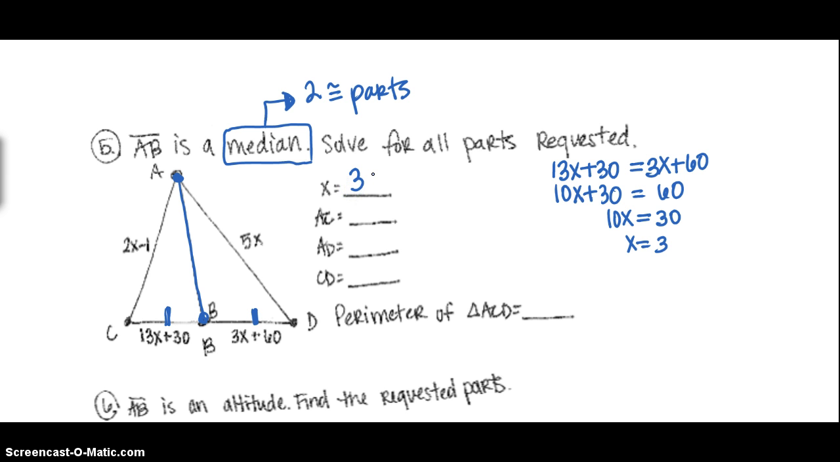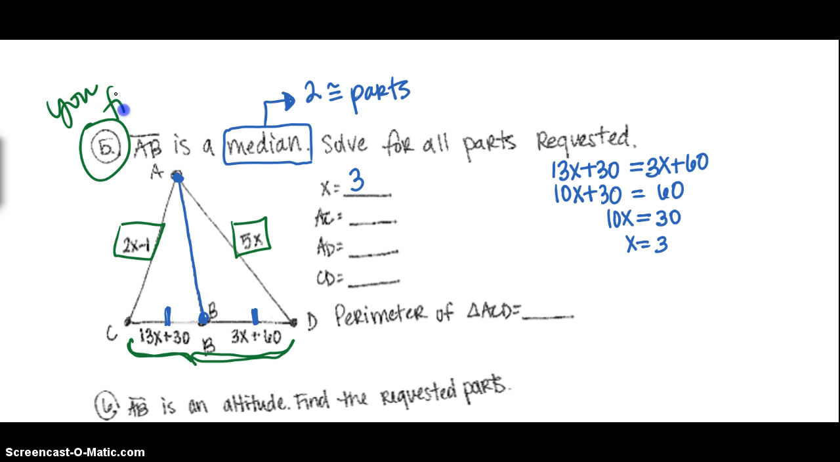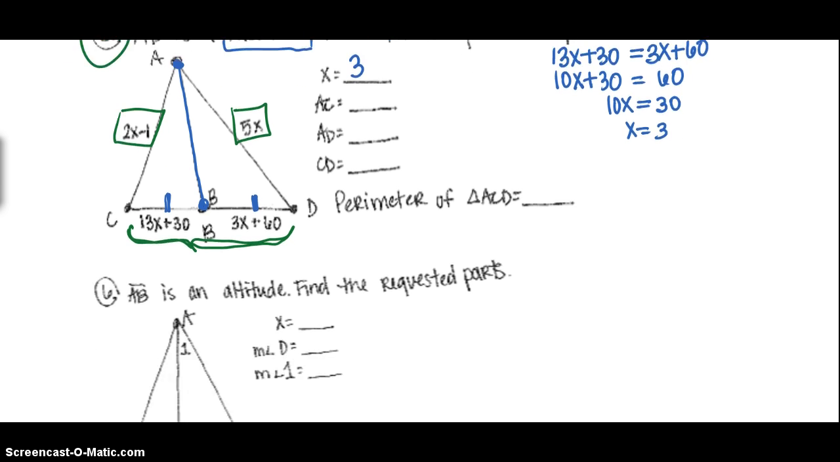What I would like you to do is go through and fill in AC. Notice AC is right here. I would like you to fill in AD, which is right there. And I would also like you to tell me what CD is, which is this whole entire piece right here. And then at the end, if you can do it, find the perimeter. So I would like you to try, you finish this one, and then we'll go over it when you get to class.